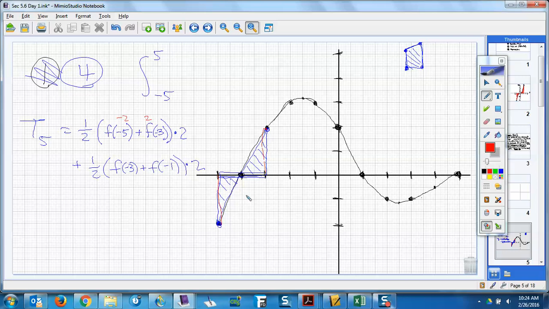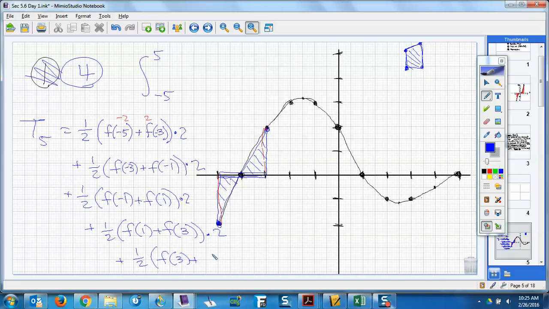Right? I mean, it works, okay, even though it isn't a trapezoid, but for our purposes, it really is. Okay, and then we just keep going, so it'd be 1/2 f of negative 1 plus f of 1 times 2, and then the last one, or it's not the last one, I guess we got 2 more, 1/2 f of 1 plus f of 3 times 2, and then finally 1/2 f of 3 plus f of 5 times 2. And there's your 5 trapezoids, right, all written out.